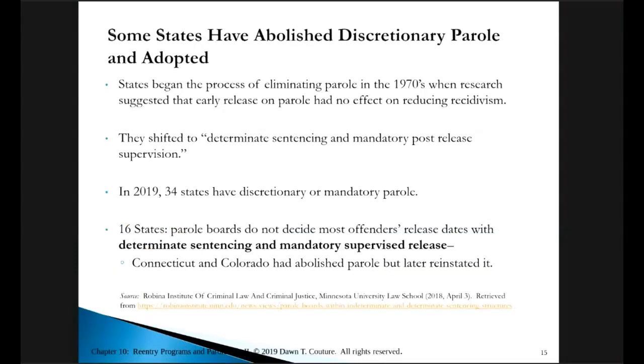Following the federal abandonment of parole, symbolically representing not being soft on crime, states also abolished parole and adopted in its place determinate sentencing and mandatory supervised release. Sixteen states now follow the federal law. So the person isn't on parole because they have to do their full sentence in state prison, but they are also supervised under conditions of release once they are out. The remaining 34 states have either discretionary or mandatory parole.